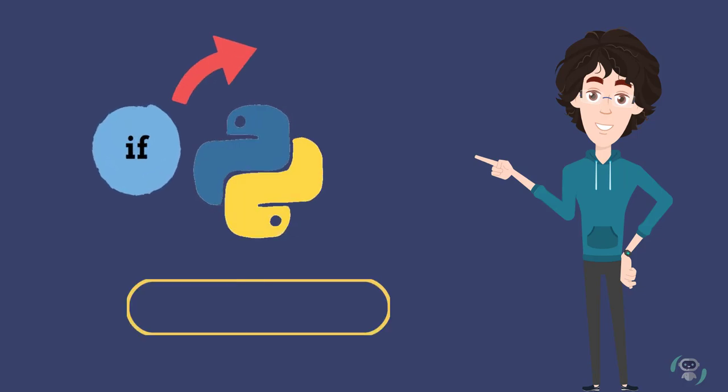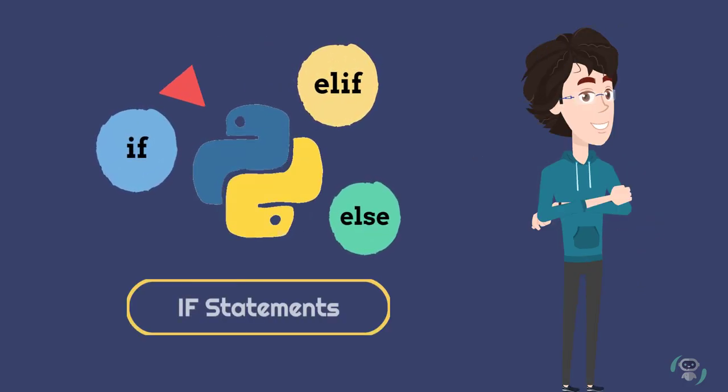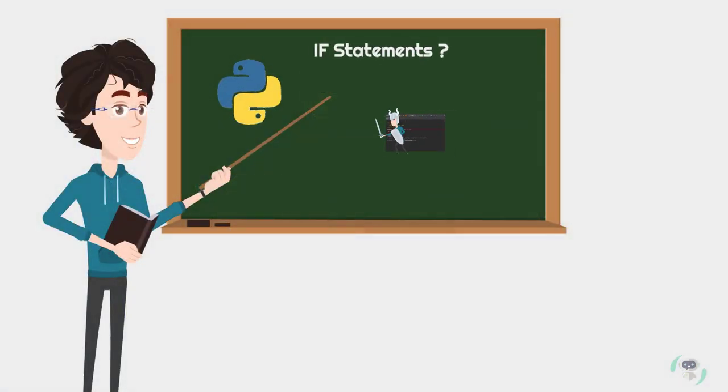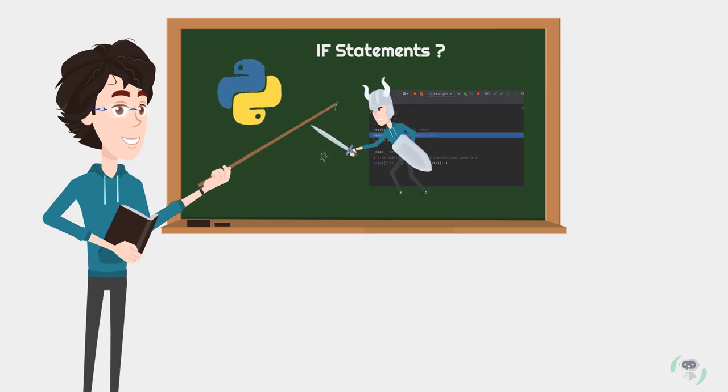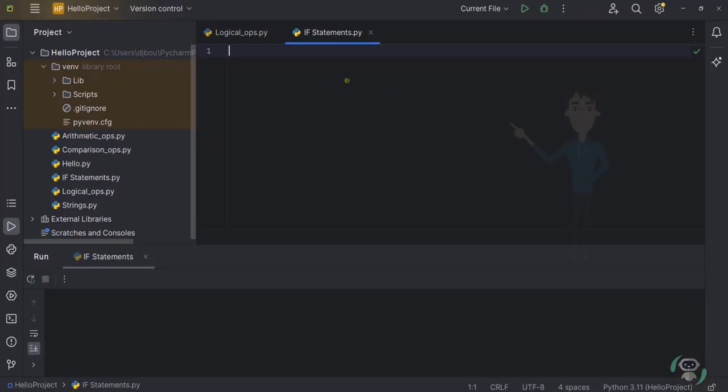Today, it's decision-making time as we unravel the power of if statements in Python. Picture this: if statements are like the guardians of our code, making decisions based on conditions we set. Let's dive right in. We'll declare a variable, age, and depending on its value, decide if someone is eligible to vote. Initially, we'll set the age to 18.